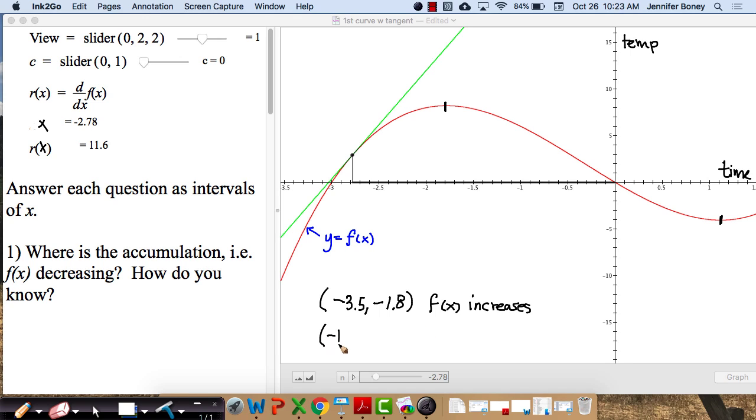So from about negative 1.8 through positive 1.1, and these aren't coordinate pairs, these are intervals of x, f of x is decreasing. The y values are decreasing. These are graphs of f of x. And then it starts increasing again until the end of this, which is about 1.5. So from 1.1 through 1.5, f of x is increasing again. So from left to right, I've got a graph going uphill and then downhill and then uphill a little bit at the end.